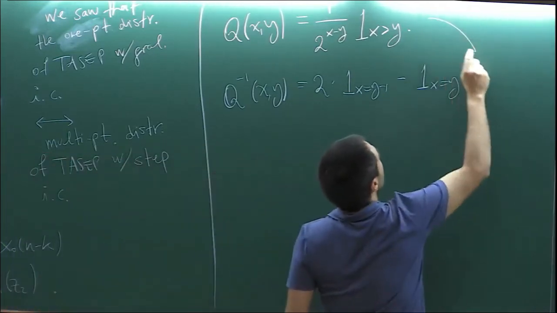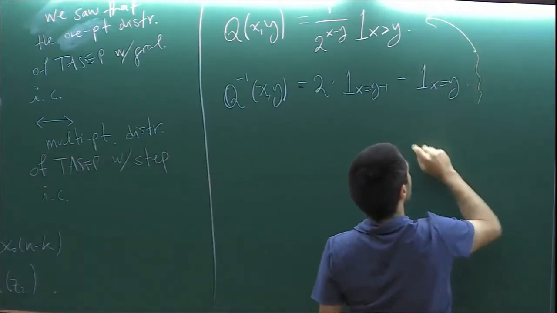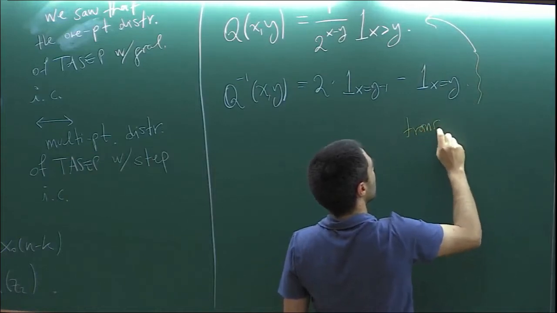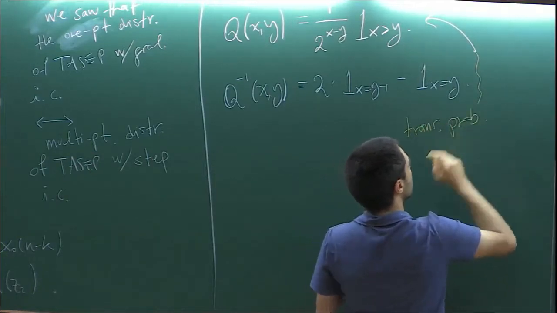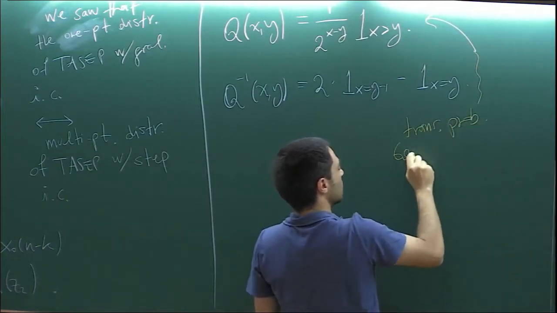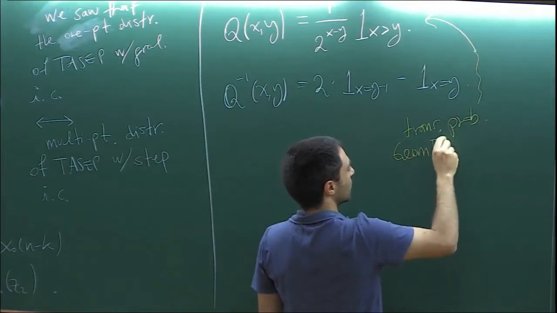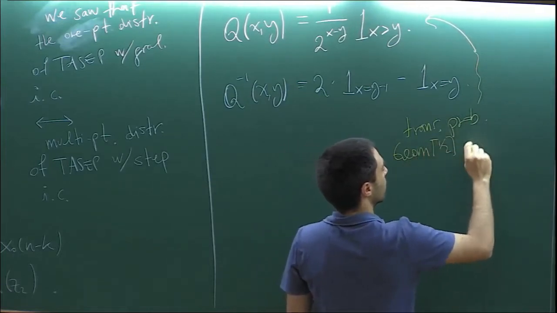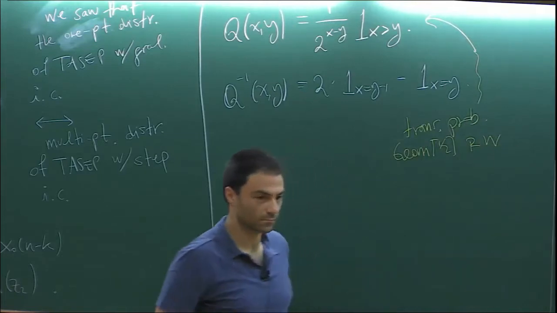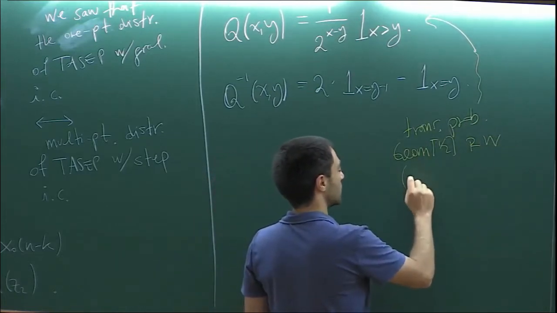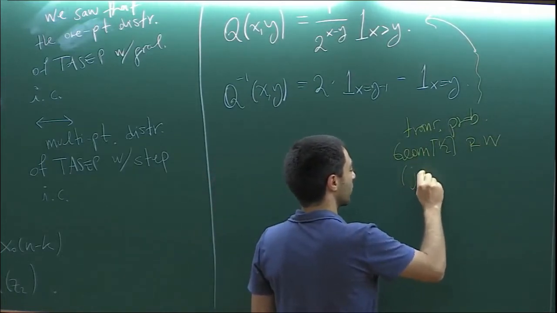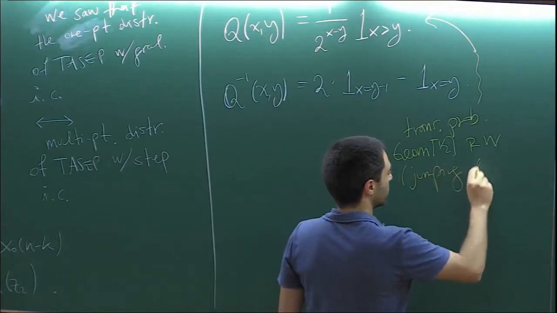Okay. So this is the transition probability of a geometric 1/2 random walk jumping to the left.